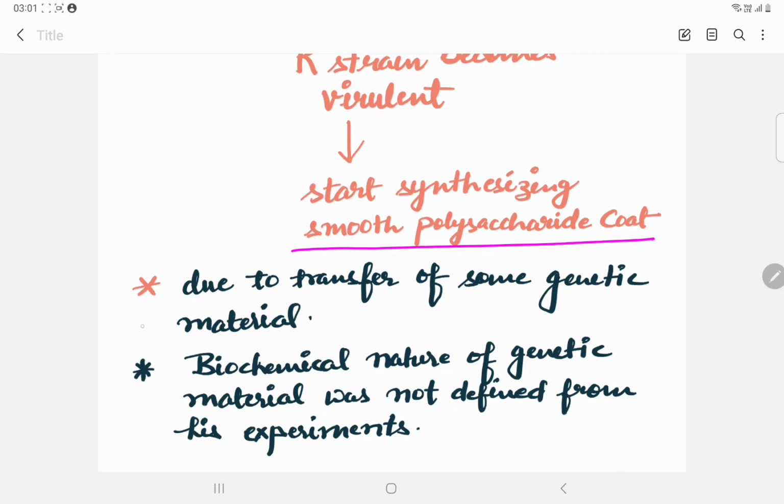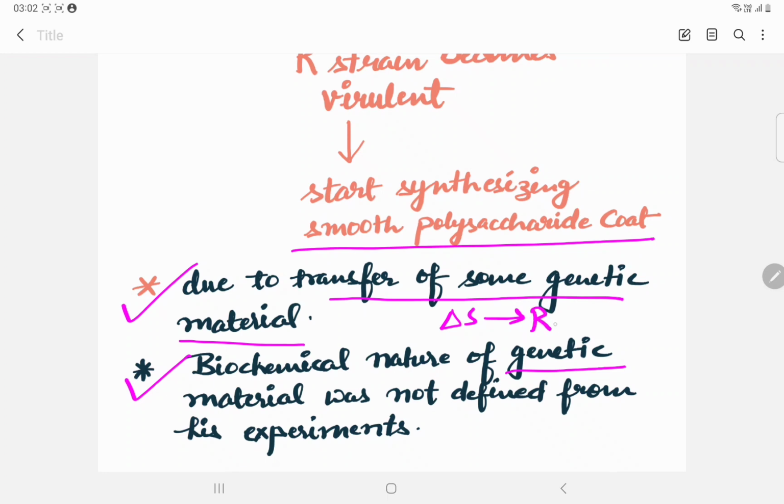Here what he said, due to transfer of some genetic material it is happening, but he could not explain the biochemical nature of the genetic material which was getting transferred from heat killed S strain to live R strain of bacteria, which was causing the R strain to become virulent.